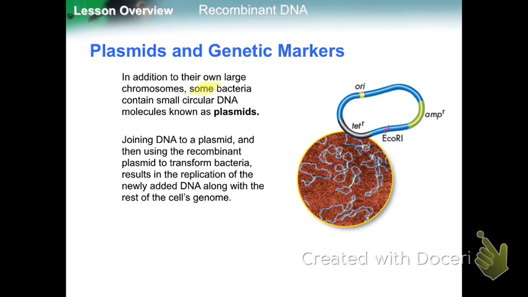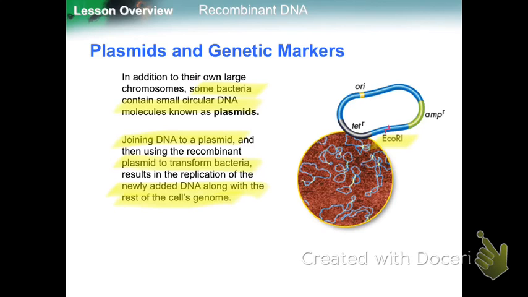Bacteria not only have a single chromosome, but sometimes they contain small circular DNA molecules known as plasmids. What scientists have done is join this recombinant DNA to the plasmid and then use that to transform the bacteria. This results in the replication of the newly added DNA along with the rest of the cell's genome.